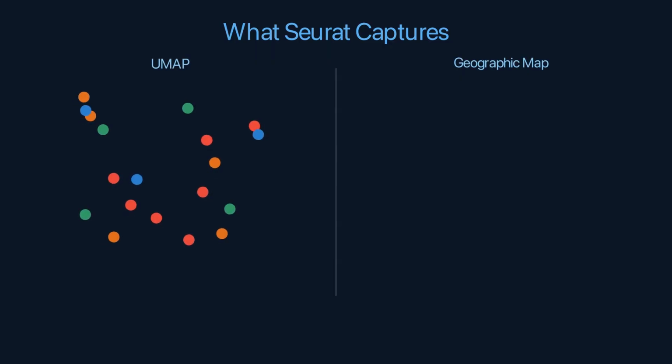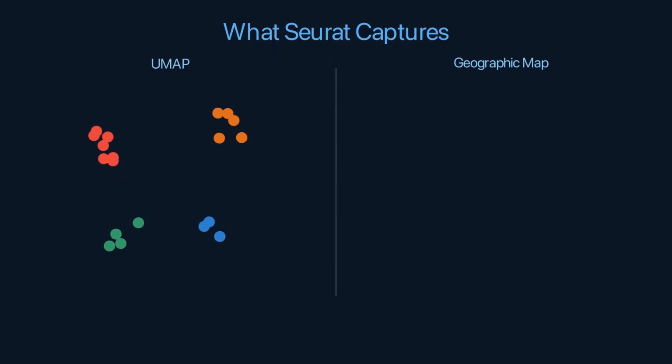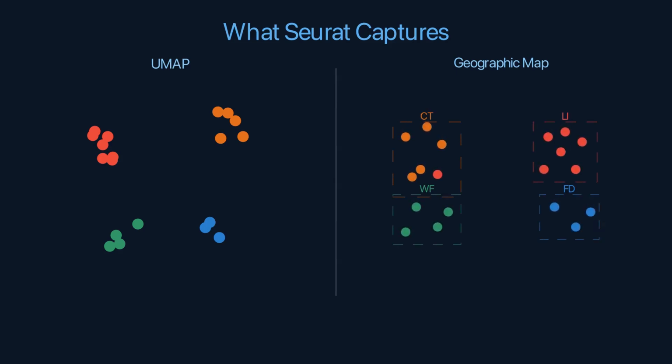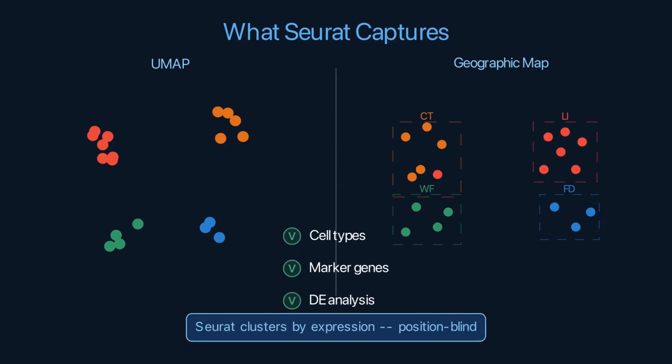What does the menu-based approach capture well? Cell types, restaurant types, accurately. If a restaurant serves sushi, it's a sushi place, regardless of location. Marker genes, signature dishes that define each cluster. Differential expression, which menu items distinguish Italian from Thai. The standard pipeline works and has been validated thousands of times.